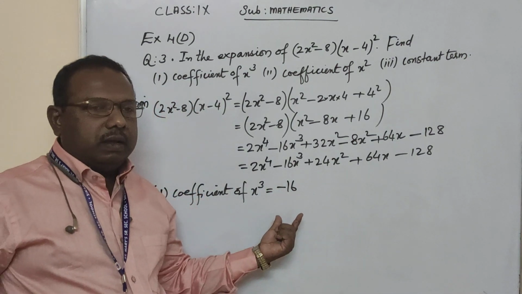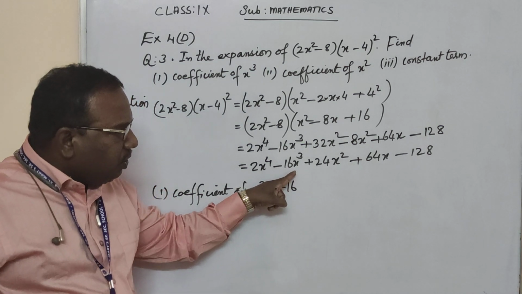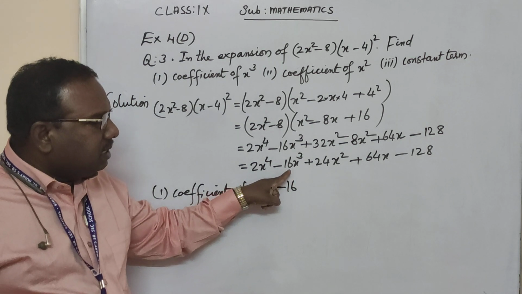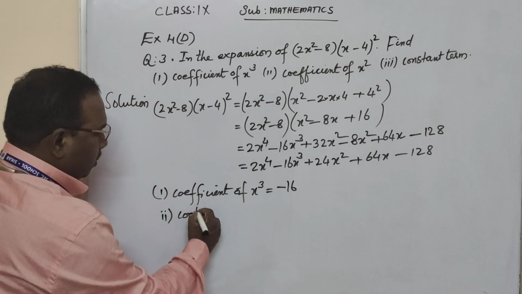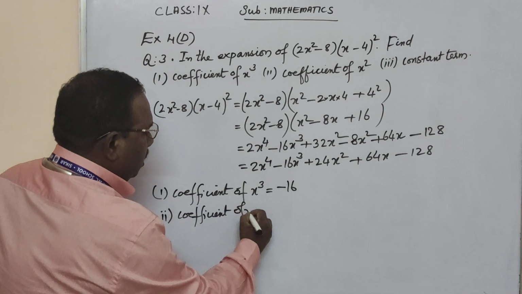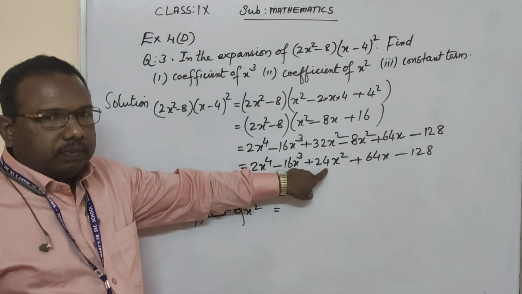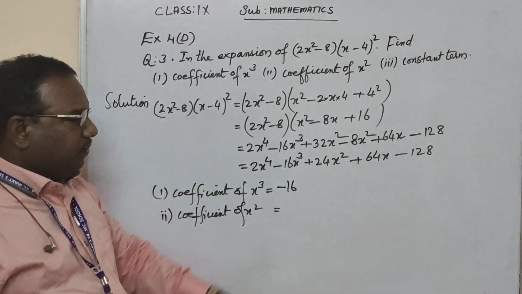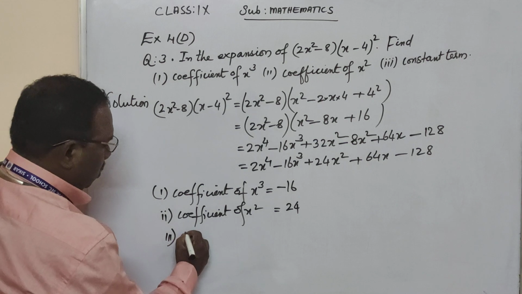You have already studied in previous classes how to write coefficient. Coefficient of x³, this is x³, so its coefficient is −16. Now second part, coefficient of x² is equal to, here is x², this term contains x², so coefficient of x² is plus 24. Third part, constant term.